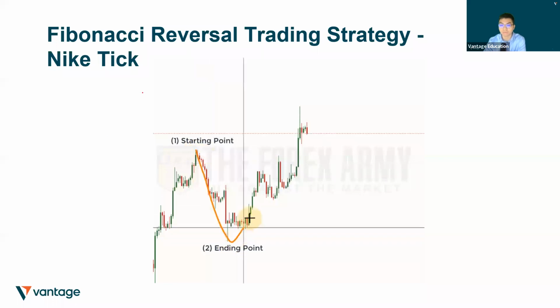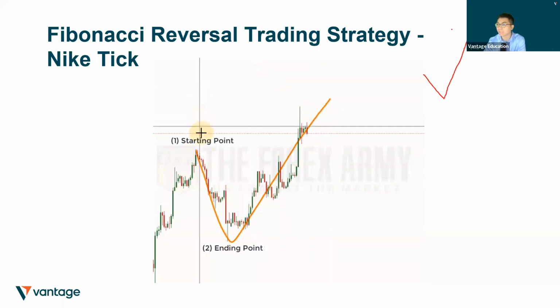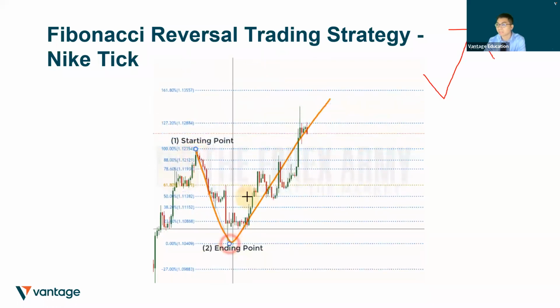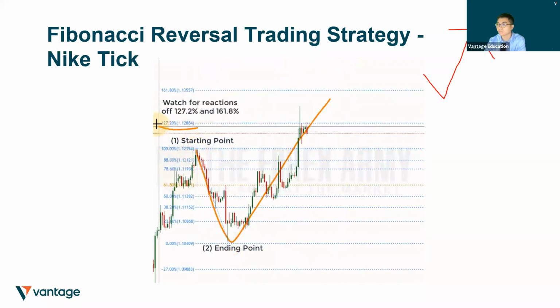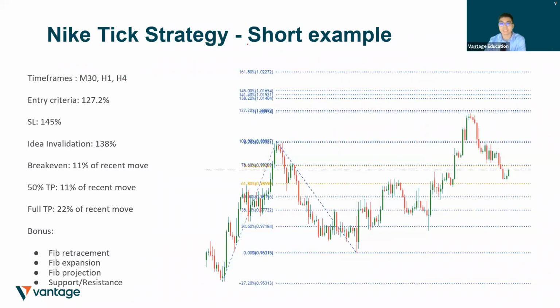We are just looking for a reversal. You look for something like that: price goes up, taps into the expansion line and reverses back down. Sell and take profits, TP. So yeah, moving on to the Nike tick strategy, a very, very short example.